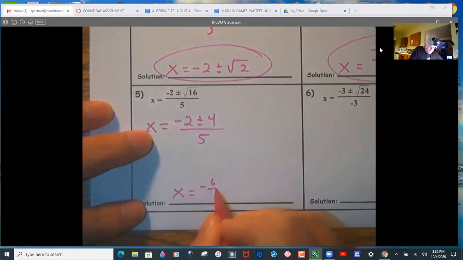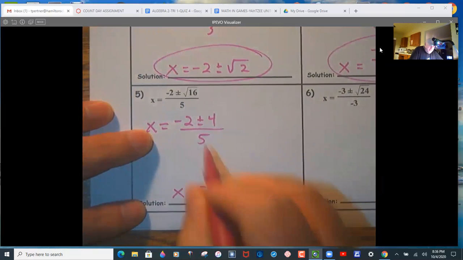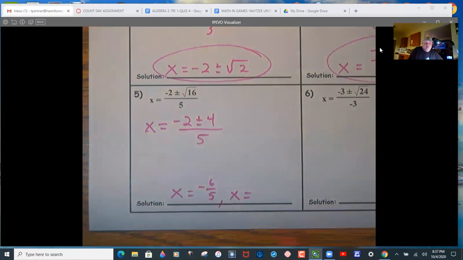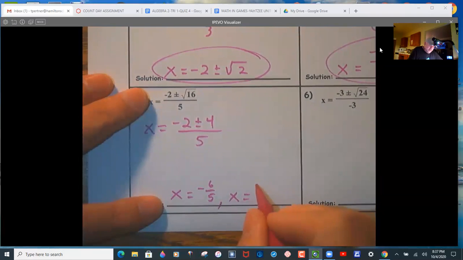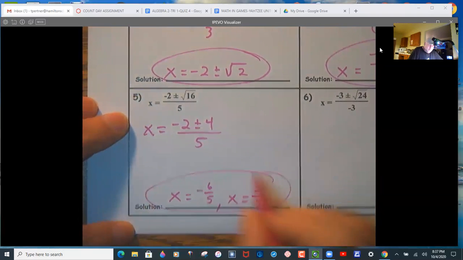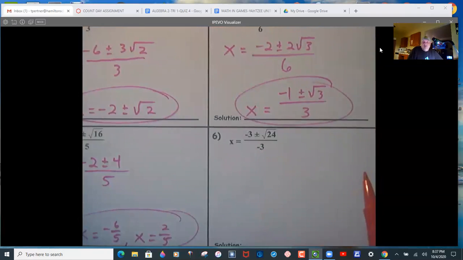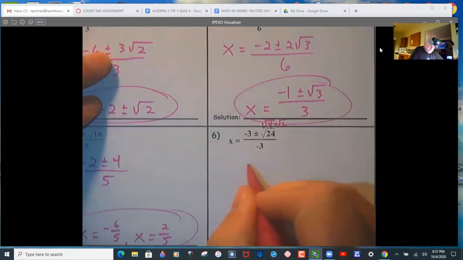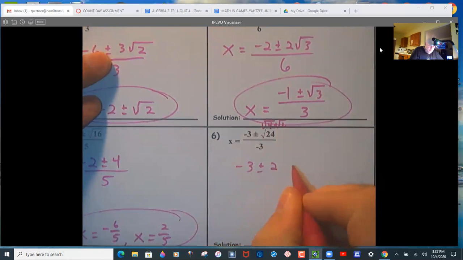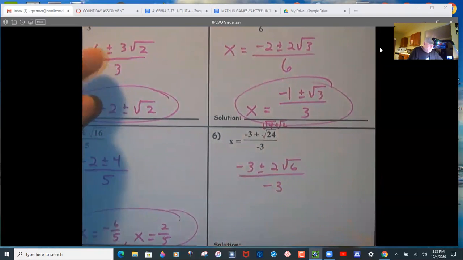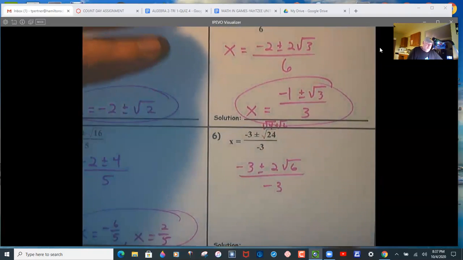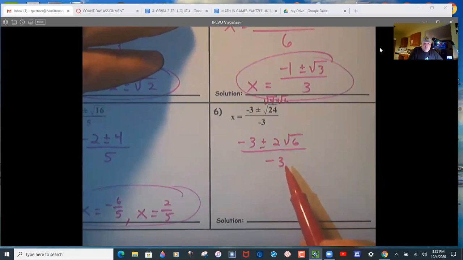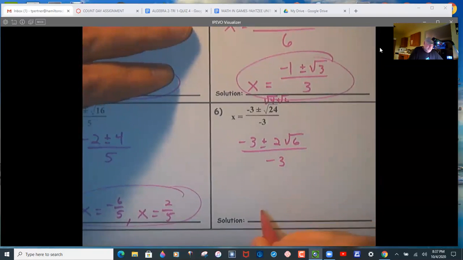Now here, I slipped one in where it actually works out perfectly. And so you'll get -6/5 when you invoke the negative, and then 2/5 when you invoke the positive. And then 24, so again, 4 and 6. And so you're going to get 2 times the square root of 6 over -3. And so now you look at the 3, the 2, the 3. That's going to stand without reducing.